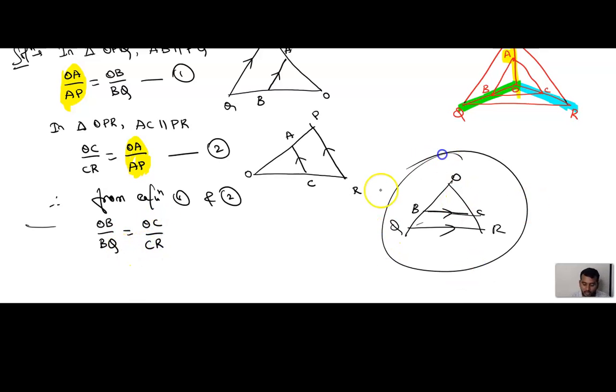See my final figure, what should be there? If I want to say BC is parallel to QR, OB by BQ should be equal to OC by CR. Is it there or not? Yes, it's there. So directly we can say that, therefore, BC is parallel to QR. Hence proved. That's it. Got it? Understandable? Very good.